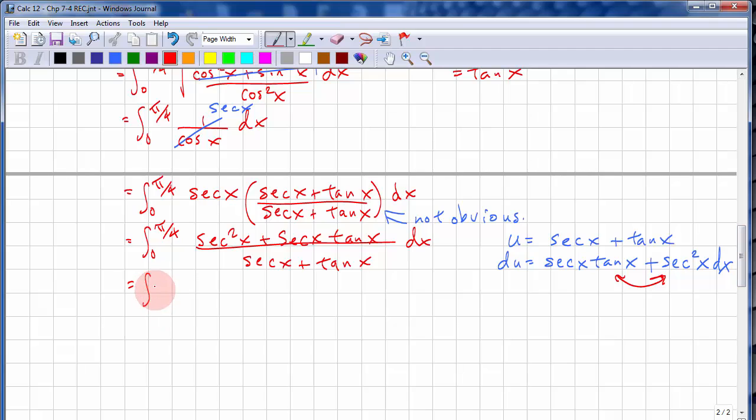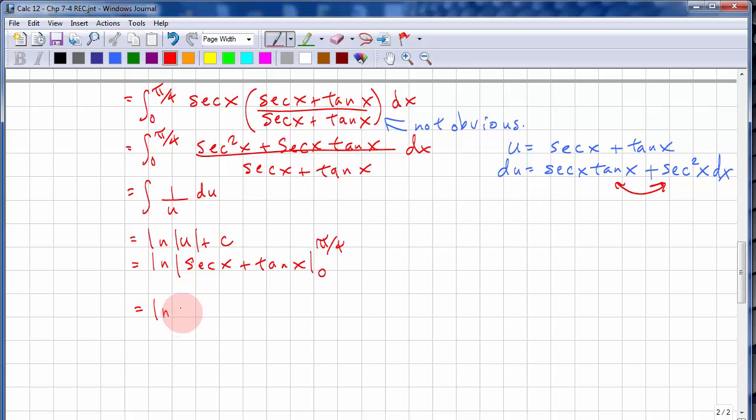Now we want to switch to an indefinite integral because we don't want to change the limits of integration. So we have 1 over u du, and we have ln u plus c, absolute value. And now we can substitute back ln secant x plus tan x. And we can put our limits of integration back in, 0 to pi over 4. Now it's just a matter of substituting that in.